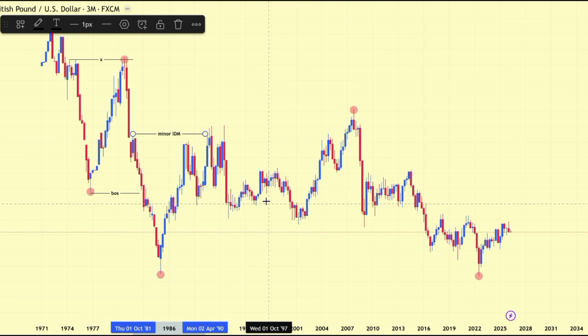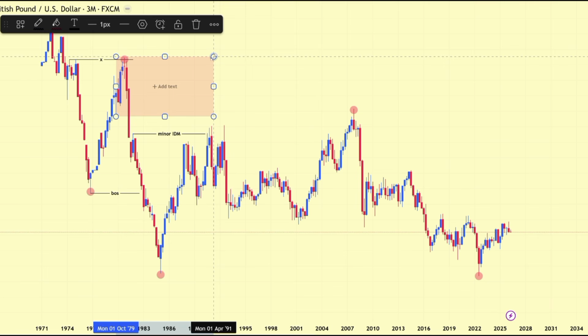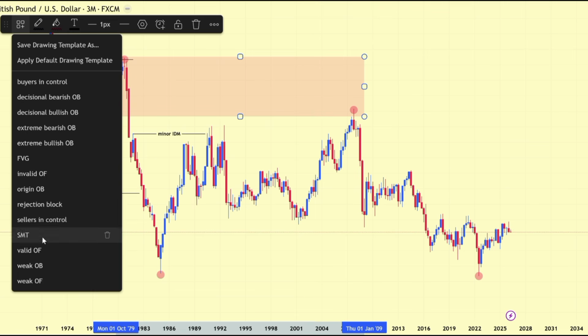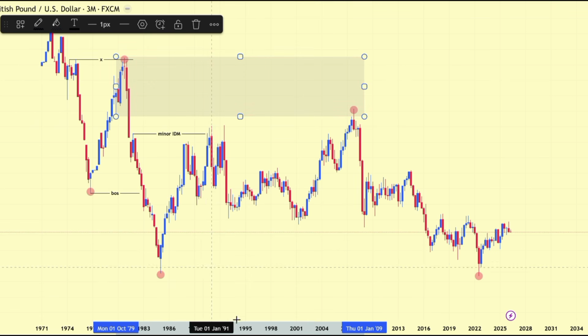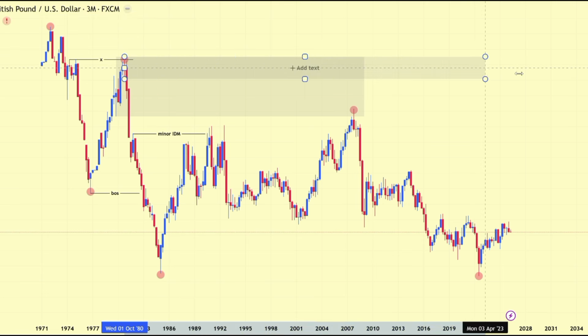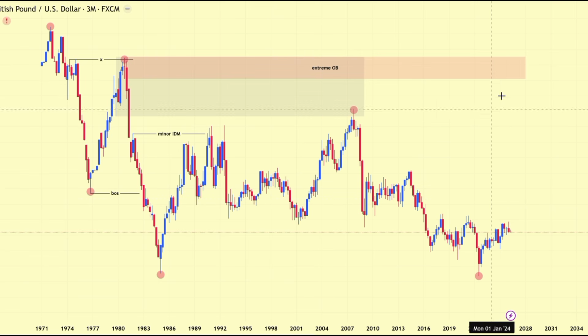Price gave a reaction, respected the minor inducement a little bit, but you can clearly see eventually price headed higher and mitigated this extreme order flow up here. So there we have it, our extreme order flow. If I extend this, we can clearly see that reversal was exactly on that extreme order flow. Our extreme order block was here and price has not yet made it there. So maybe in the future, if price makes it there, that will be a reaction zone. Okay, so we have there our extreme bearish order block.